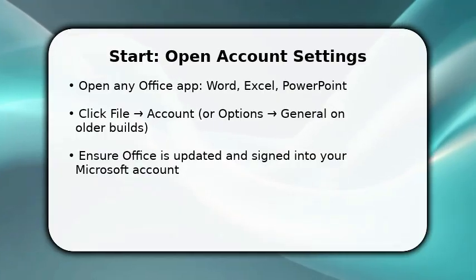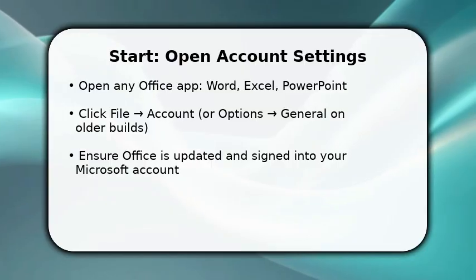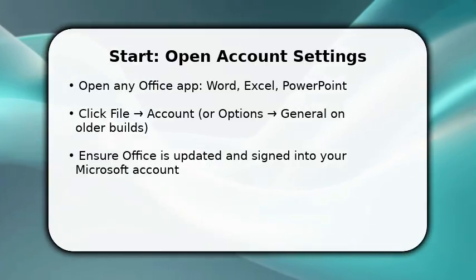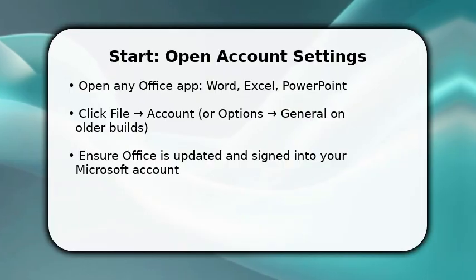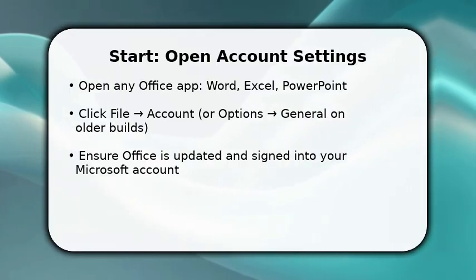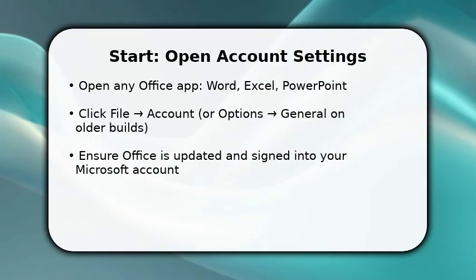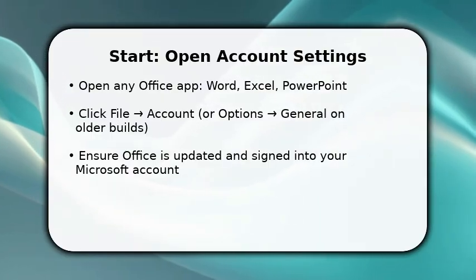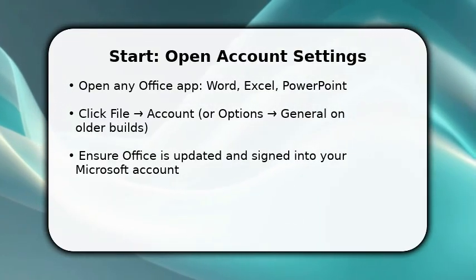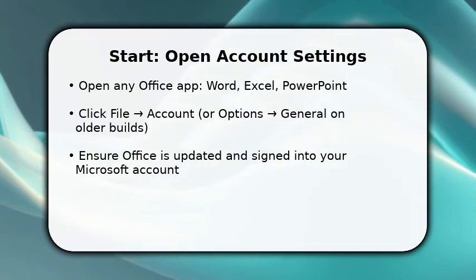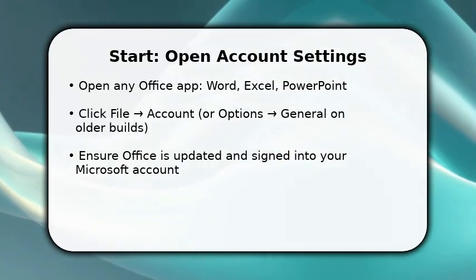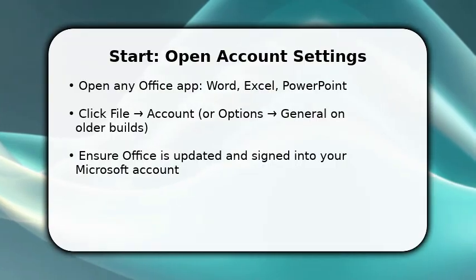You start inside an Office app because themes apply across the suite. Click File, then Account. On older builds, go to Options, right arrow General. Once signed in and updated, you'll see theme controls under Office Theme or Office Background. You do this now because a signed, updated install exposes the newest theme options and prevents sync mismatches.